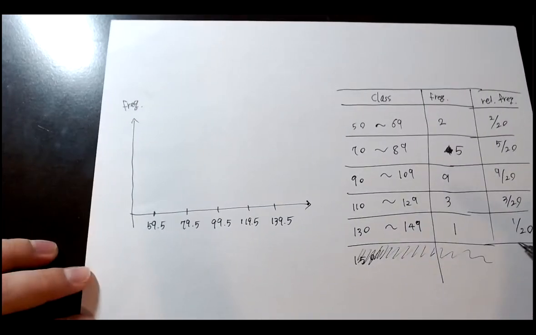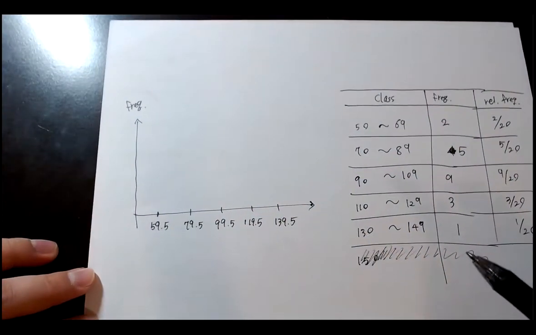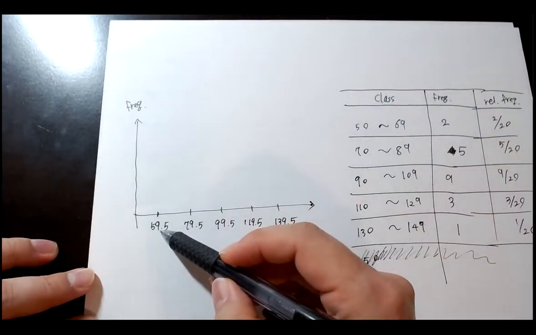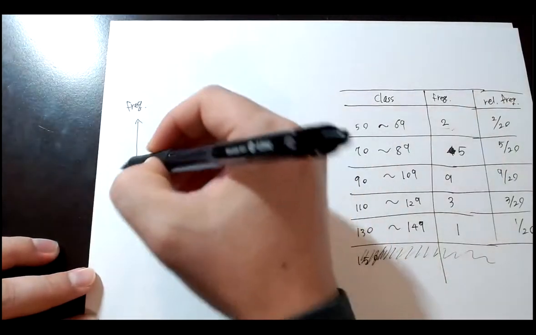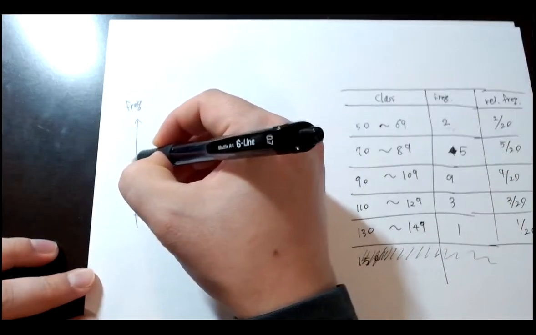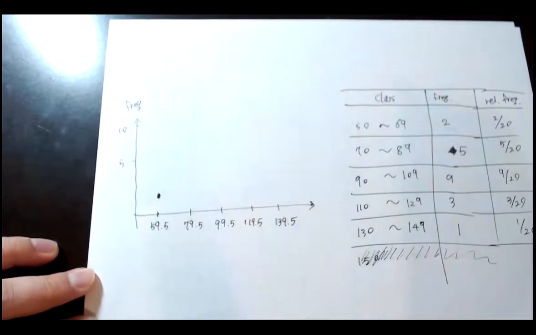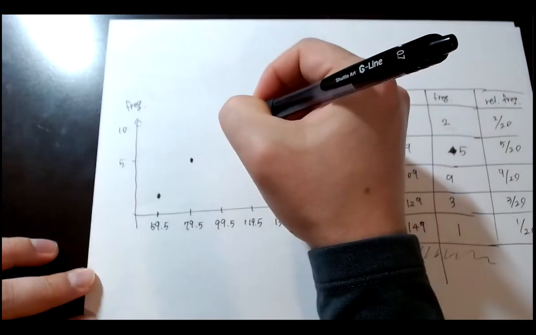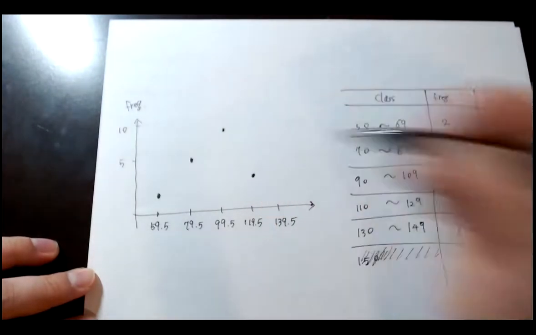And then the vertical axis represents frequency. So for the first midpoint, the frequency is 2, right? So we put 2. Let's say here's a 5, and then here's a 10. Okay, 2 maybe right here, and then 5, then 9, and then 3, and then 1.